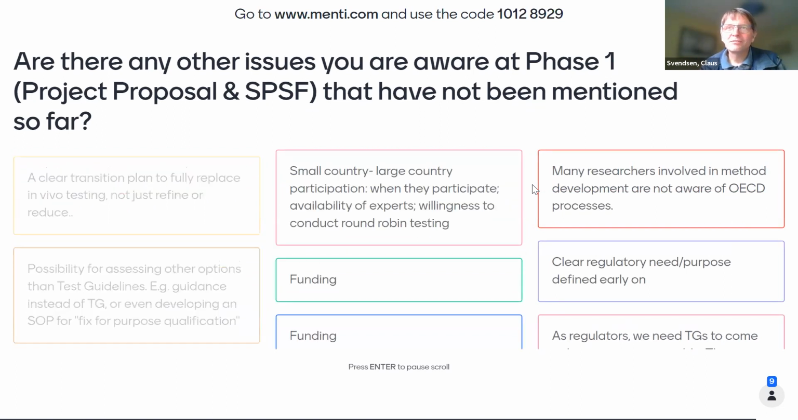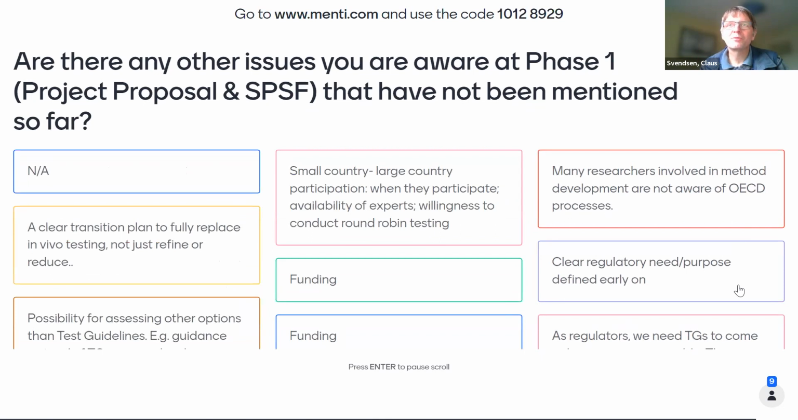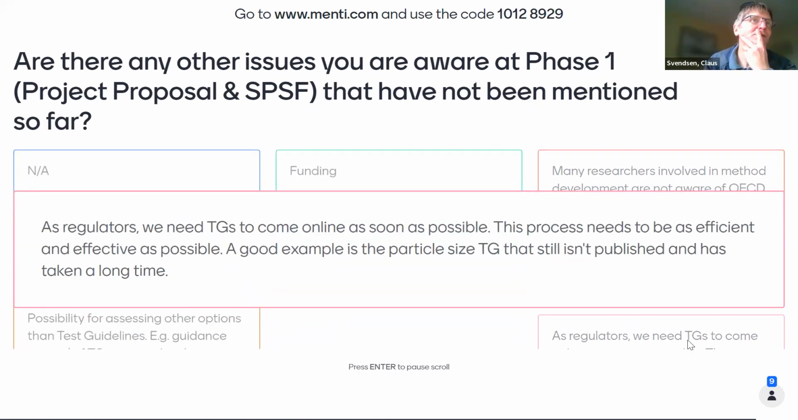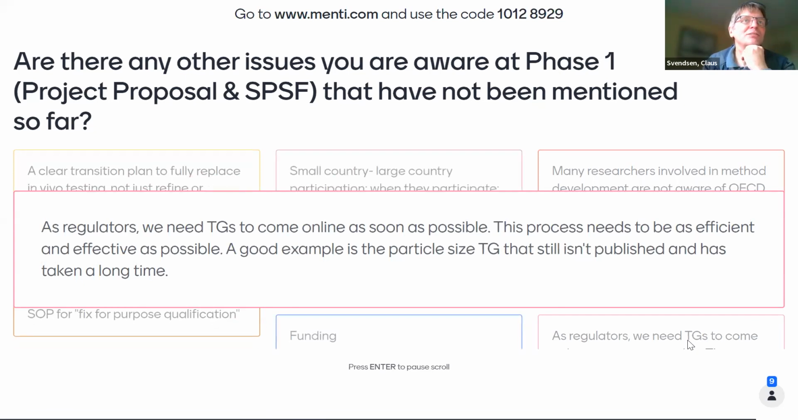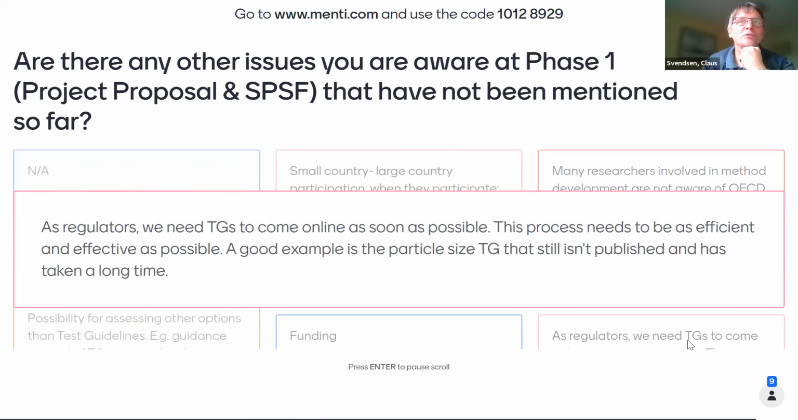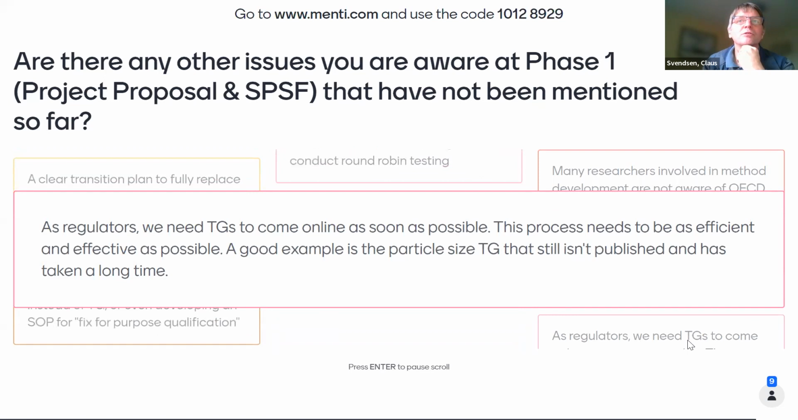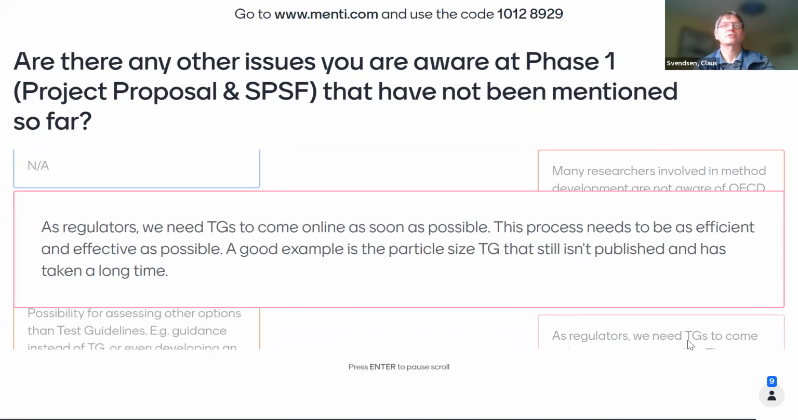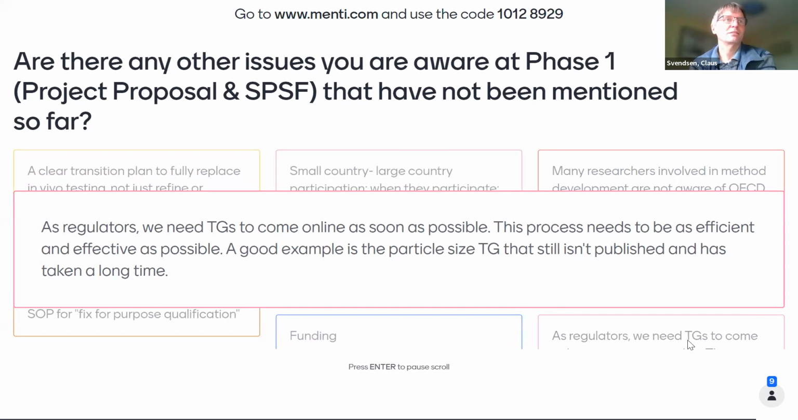As regulators, we need test guidelines to come. I don't know whether the person that is the regulator, there we go, thank you. As regulators, we need test guidelines to come online as soon as possible. This process needs to be as efficient and effective as possible. Good examples of particle size that TG still isn't published and has taken a long time.